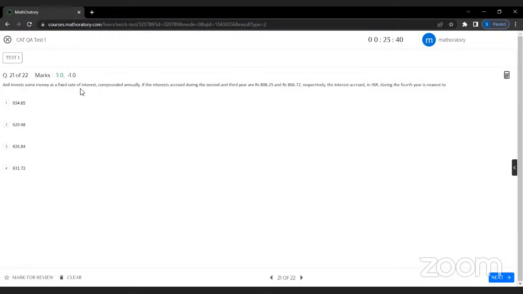Anil invests some money at a fixed rate of interest compounded annually. Second year and third year. Doing the fourth year nearest to अच्छा. Some bad calculation. I'll mark this for review.